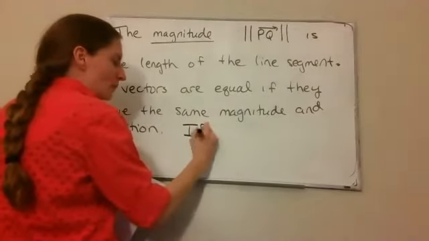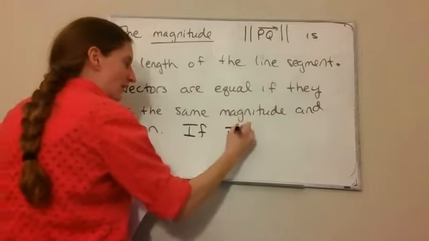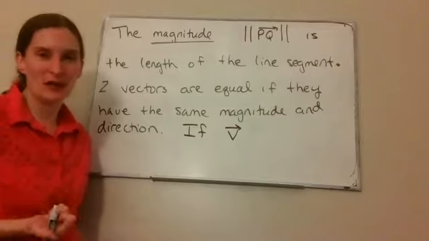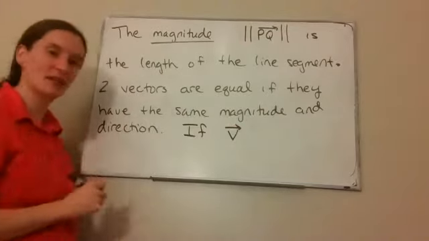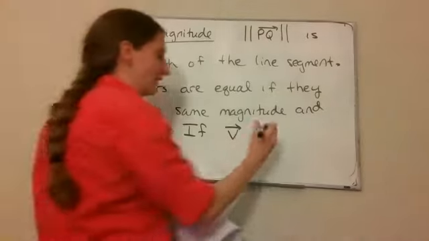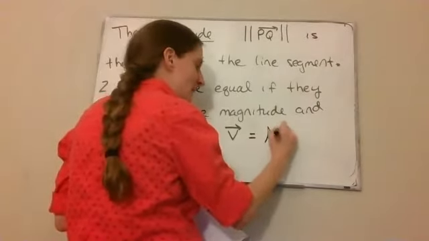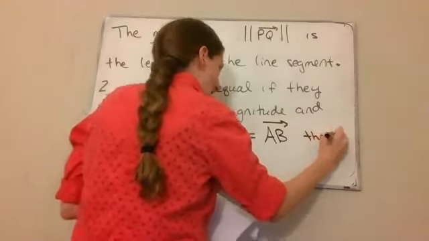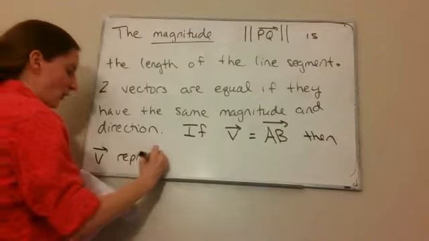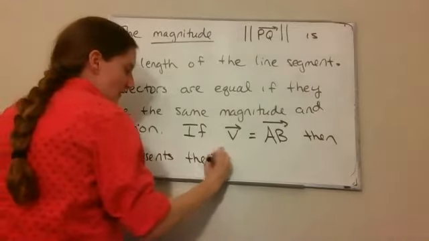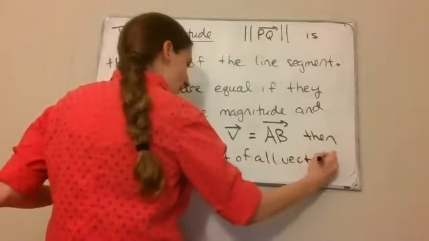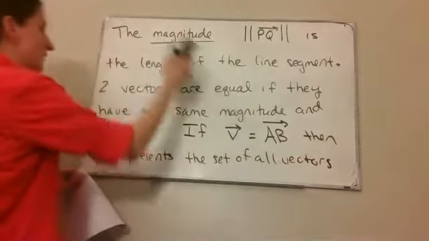And lots of times we denote a vector by a lowercase letter. It's usually in bold if you're looking at a book, but it's hard to write bold with handwriting, so we tend to put the little vector arrow over the top. So if V is equal to the vector AB, then V actually represents the set of all vectors that are equal to vector AB.